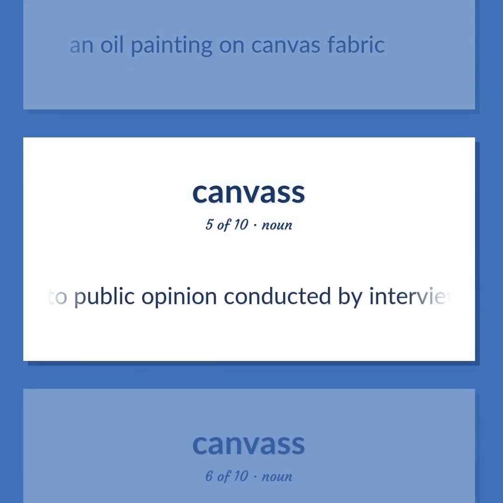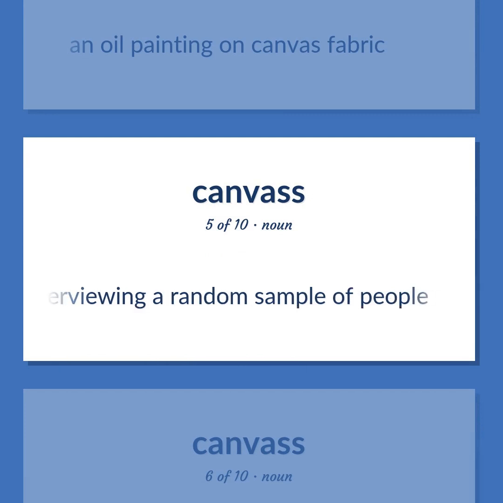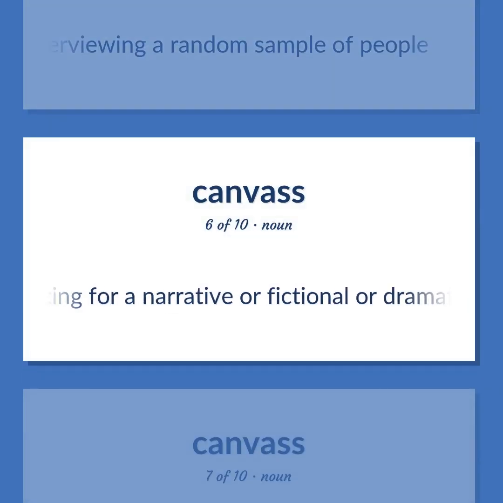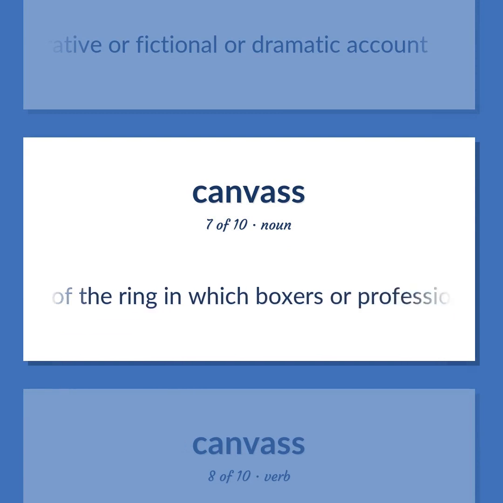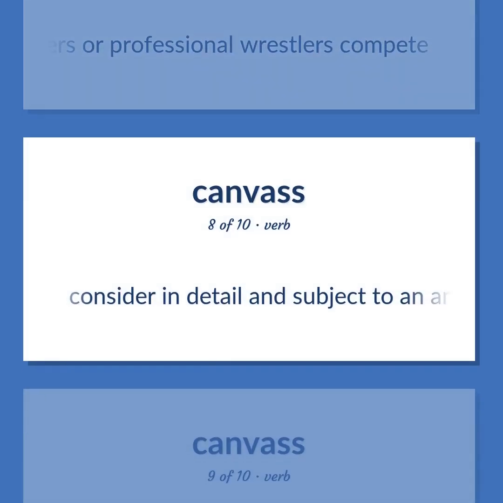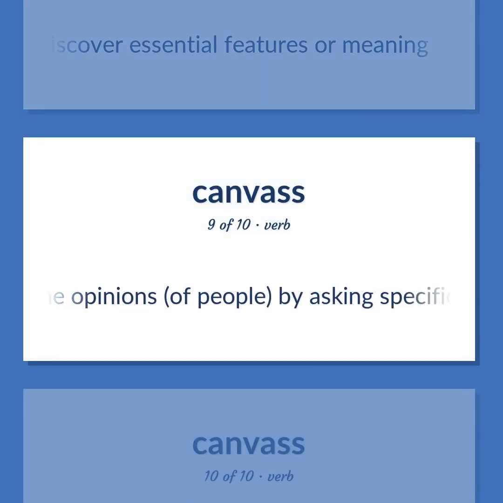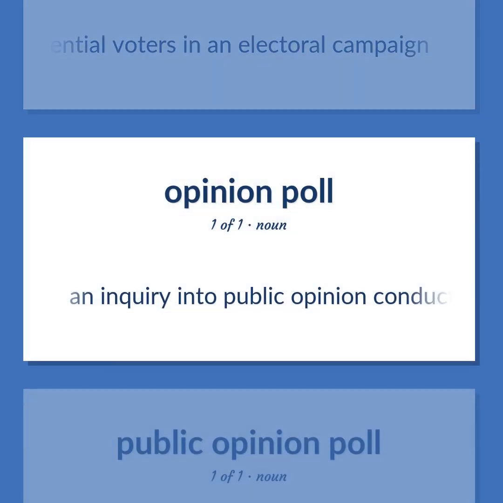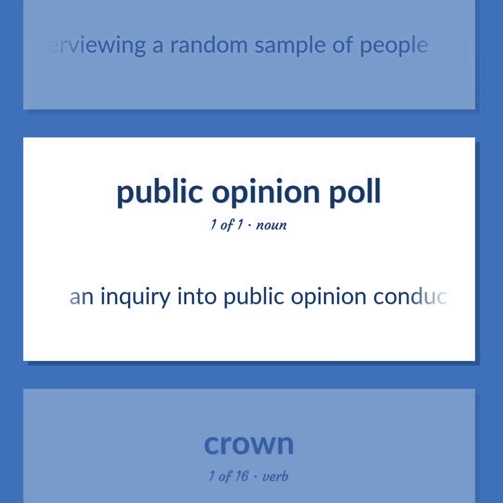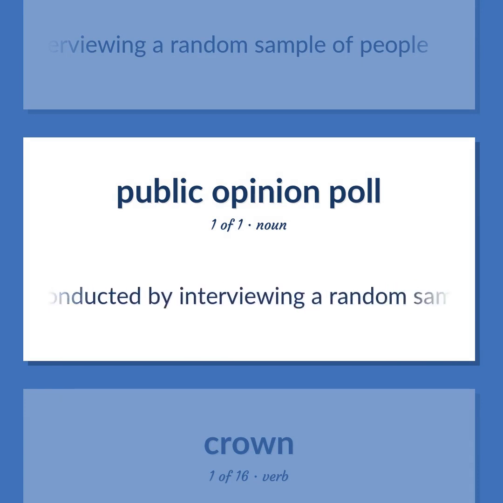Canvass. An inquiry into public opinion conducted by interviewing a random sample of people. The setting for a narrative or fictional or dramatic account. The mat that forms the floor of the ring in which boxers or professional wrestlers compete. Consider in detail and subject to an analysis in order to discover essential features or meaning. Get the opinions of people by asking specific questions. Solicit votes from potential voters in an electoral campaign. An inquiry into public opinion conducted by interviewing a random sample of people.